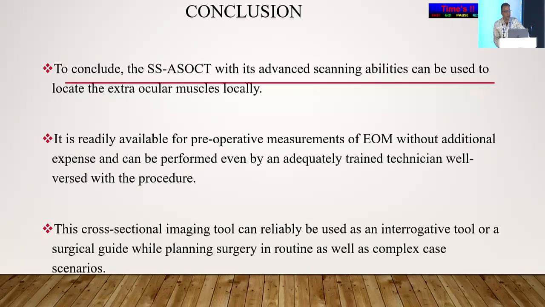So to conclude, ASOCT with its advanced scanning ability can be utilized to locate extraocular muscles locally. It is readily available for preoperative assessment of EOM without additional expense, and can be performed even by adequately trained technicians well versed with the procedure. And this cross-sectional imaging tool can reliably be used as an interrogative tool or a surgical guide while planning surgery in routine as well as in complex cases.